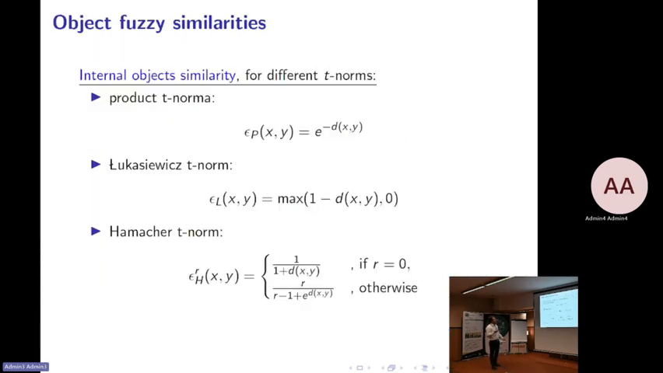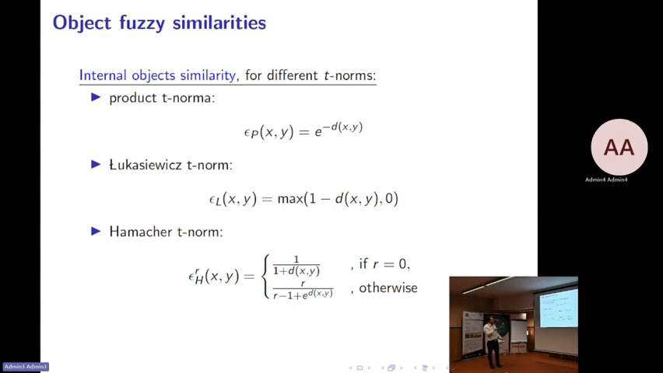So here are provided some similarity measures for different t-norms. In previous slides, it was shown how to construct the similarity measure for product t-norm. And here you can also see how the similarity measure looks for Lukasiewicz and for Hammacher t-norms.